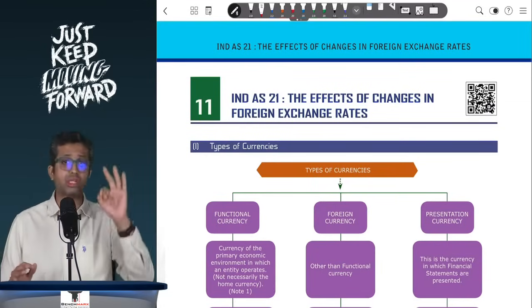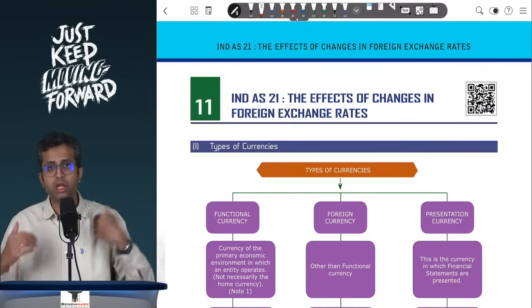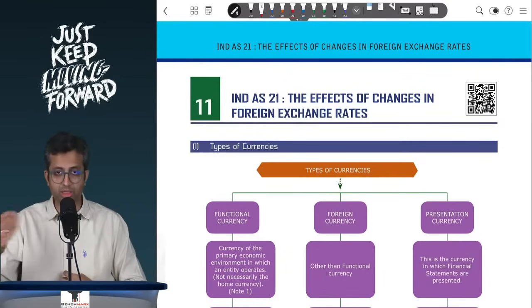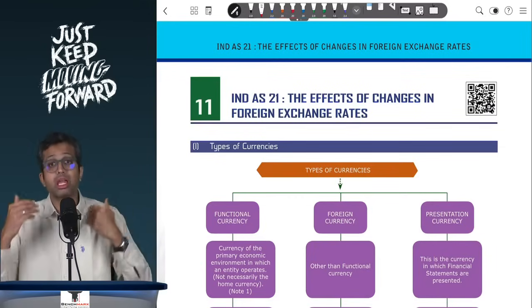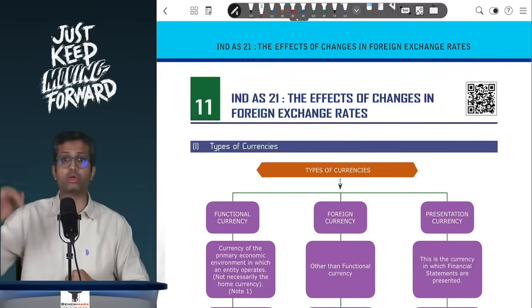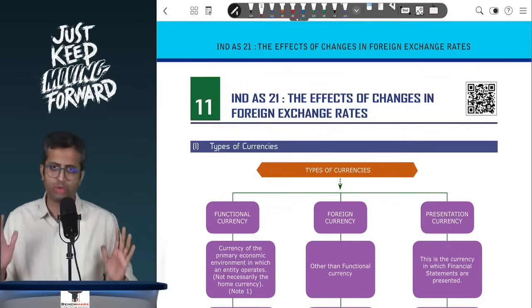Now the standard has three main parts. First, identifying the types of currencies. Second, what are the principles for converting the transactions that have happened in foreign currencies? And third, if I have a foreign operation and if I need to translate the financial statements into my currency, what are the principles that I need to follow?